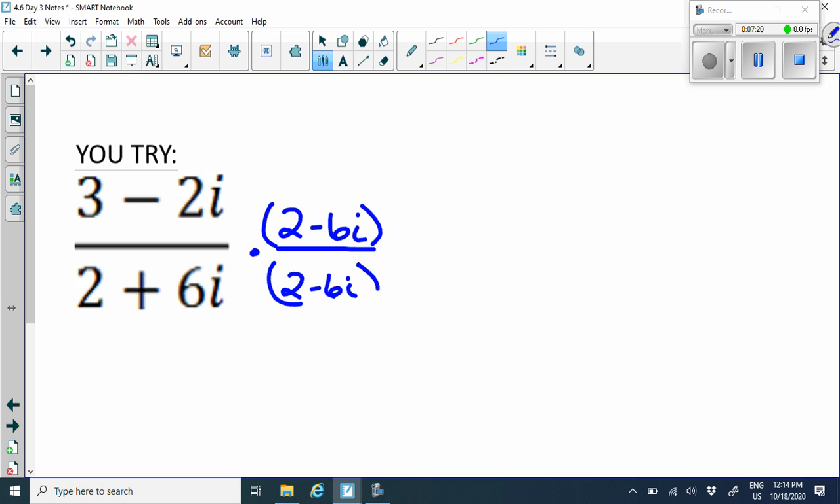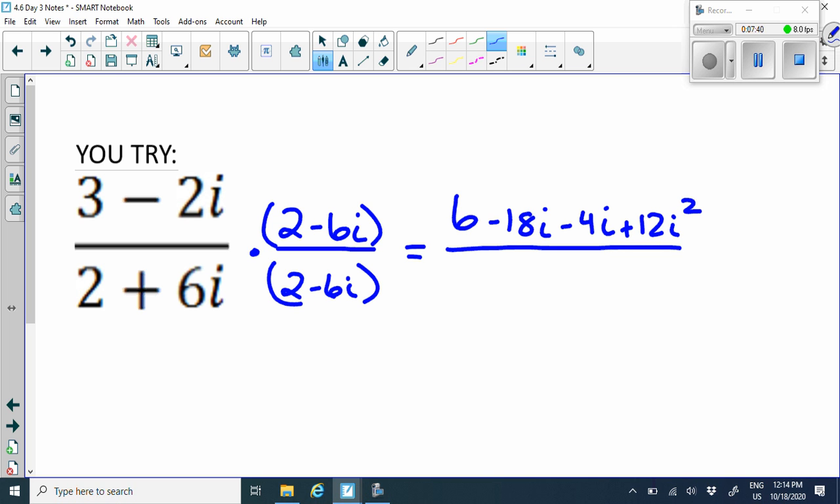Okay, let's do our parentheses. So I basically FOIL here. So I do 3 times 2 to give me 6, and 3 times negative 6i to give me negative 18i. Then negative 2i times 2 gives me negative 4i. And negative 2i times negative 6i gives me a plus 12i squared. Okay, on the bottom, I get 2 times 2, which gives me 4, then minus 12i. Then 6i times 2 gives me a positive 12i. Then I get negative 36i squared.